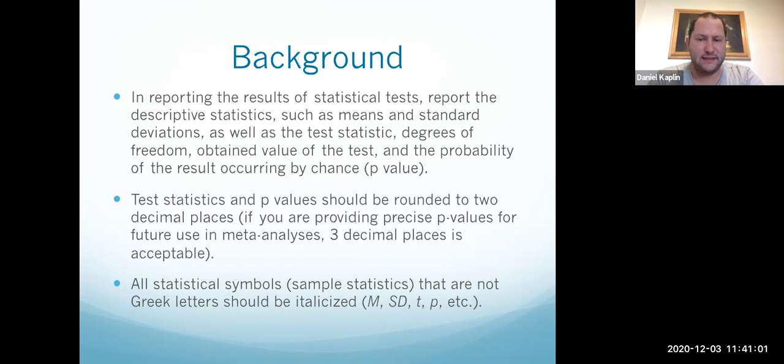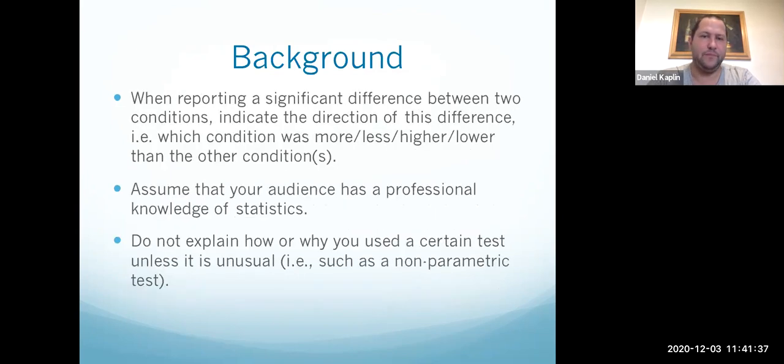Now, all statistical characters are italicized. Now, it's interesting to note when we say statistical characters, there is a difference between a parameter and a statistic. A statistic comes from a sample, and they're written in regular English alphabet, or what we call the Arabic alphabet, and they're italicized. So the M for mean is italicized. SD for standard deviation is italicized. The T for the T value is italicized. The P for the P value is italicized, and so forth.